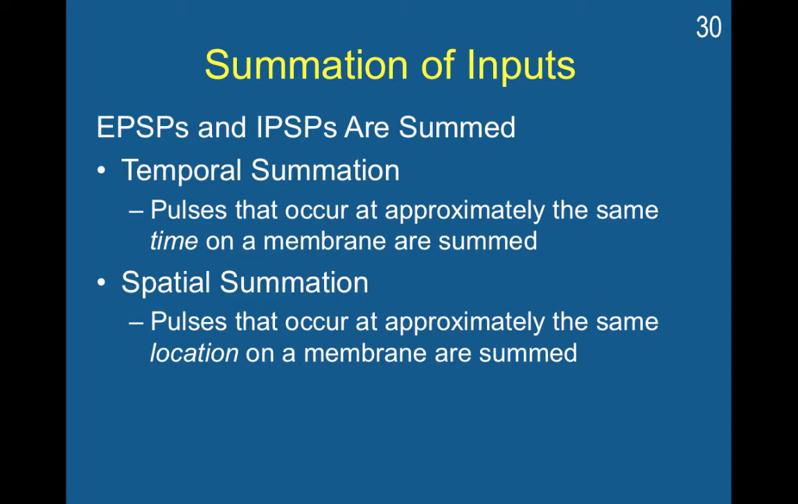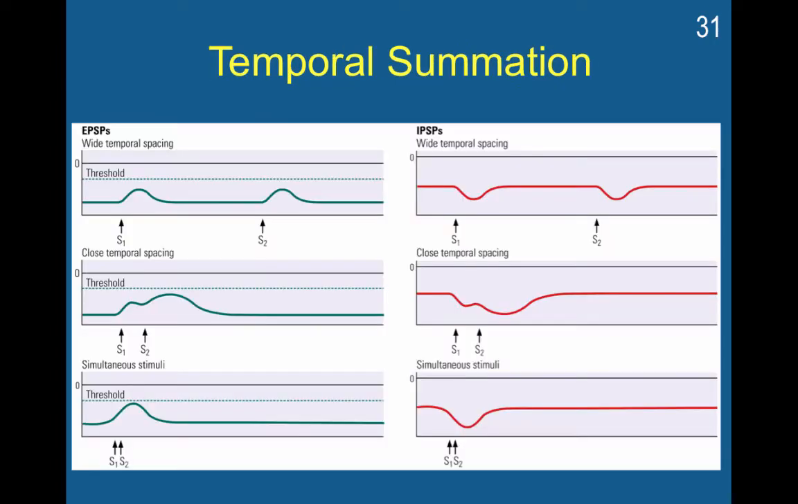Spatial summation, however, has to do with location. So pulses that occur at approximately the same location on the membrane are also summed. So it would be like you have your tree with its trunk and all the dendritic branches. If you have two EPSPs that are received on one particular branch, as opposed to on opposite ends of the tree, if they're received on the same branch or in the same basic vicinity, then their information will also be able to be summed.